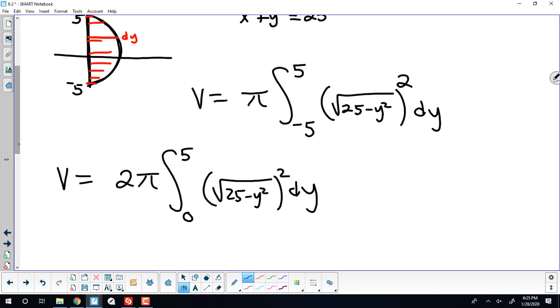Is everyone clear on the differences? If you started off by going from 0 to 5, there's nothing wrong with that. But if you did go from 0 to 5, you're just finding the volume of this revolved over here too. So without this 2, you'd be finding just the volume for the top half of that sphere. Anyone have any questions?